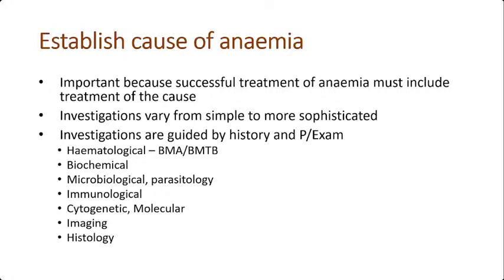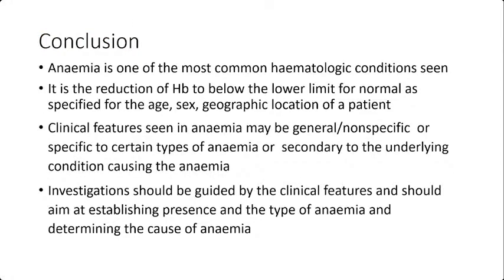You may need to look for those. Immunological, if it is malignant disease, you may need cytogenetic and molecular tests for your leukemias, for example. Imaging, if you think there's a cancer, you need to do imaging, or histology, you need to do biopsies of masses, etc. Okay, so these are the tests to establish the cause of that anemia. All right.